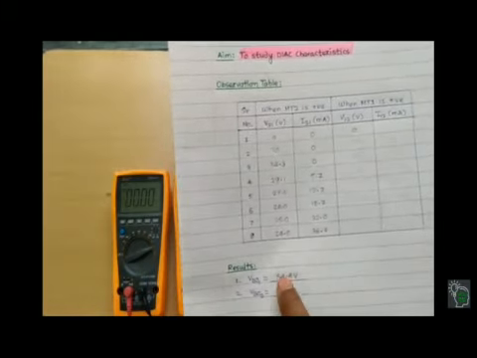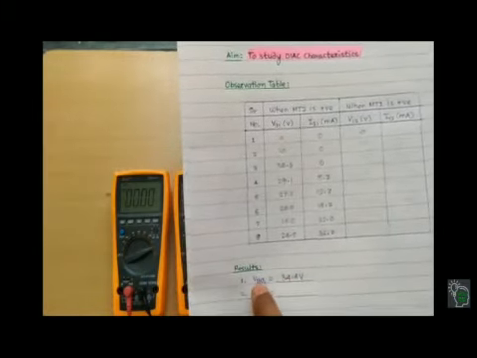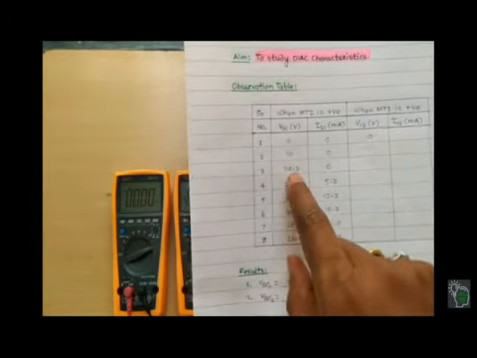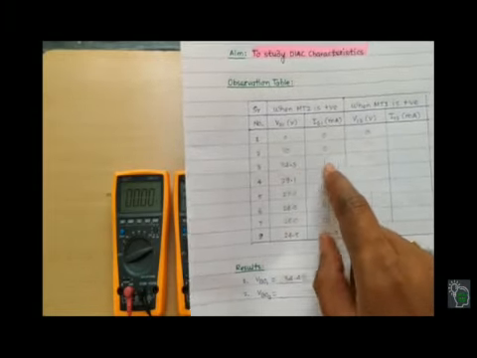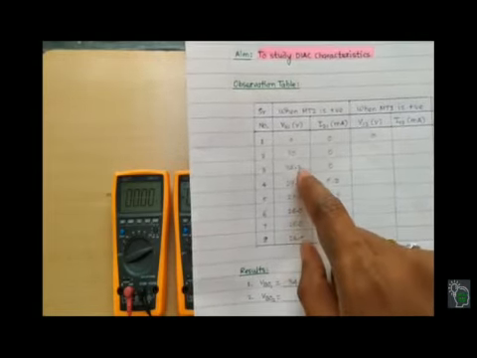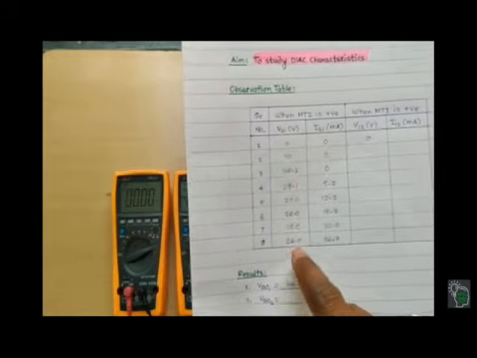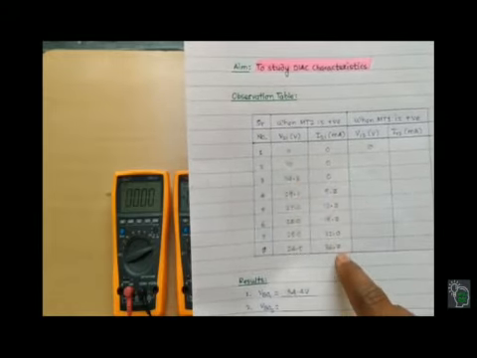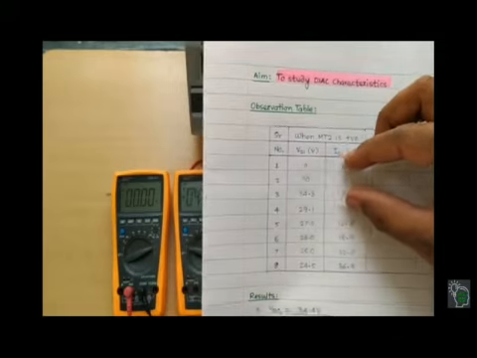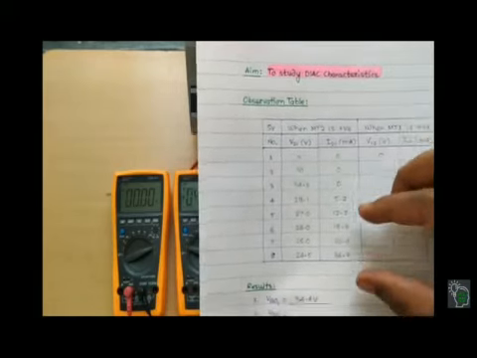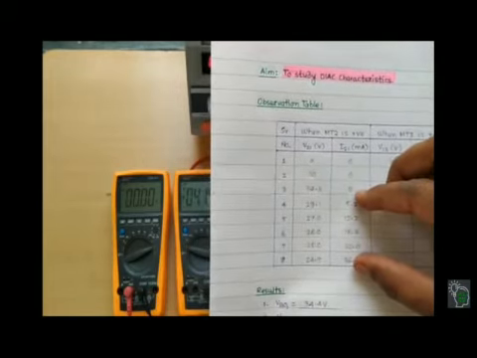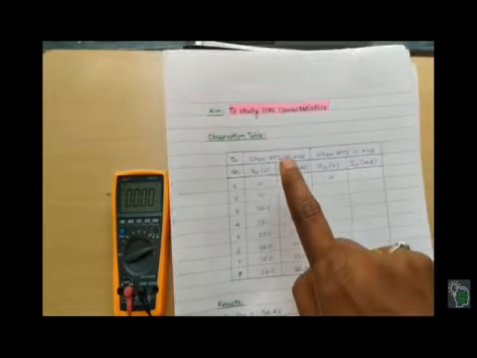This is VBO, 34.4 volt. After 34.3 volt, voltage decreases and current increases. These are the readings for when MT2 is positive.